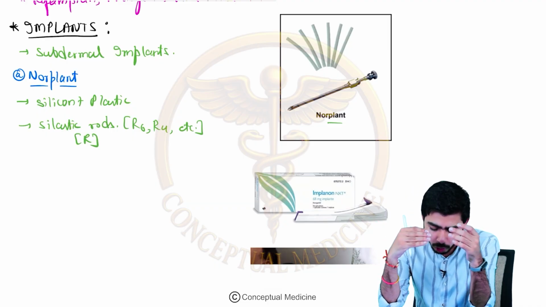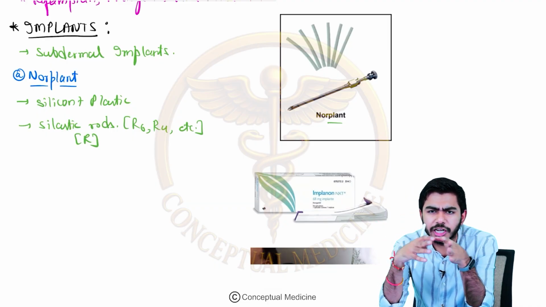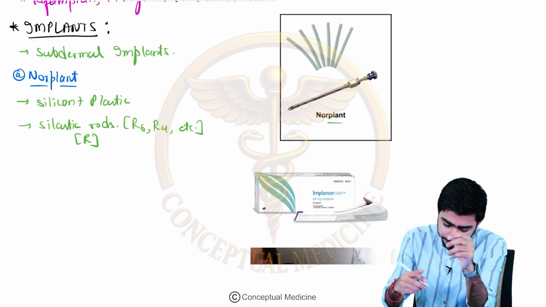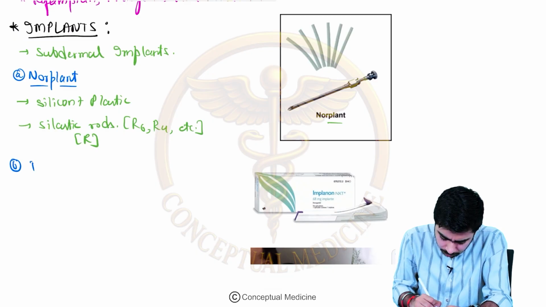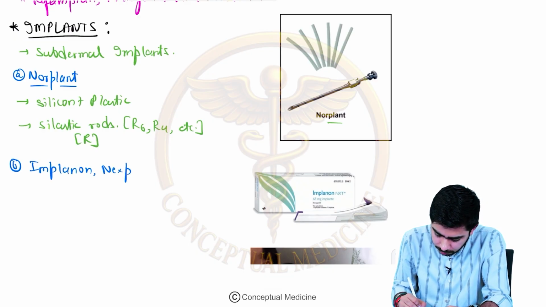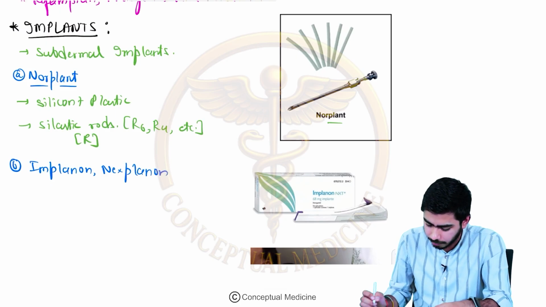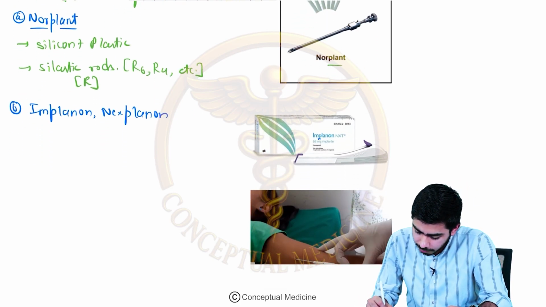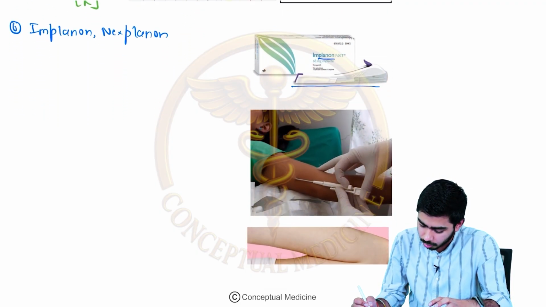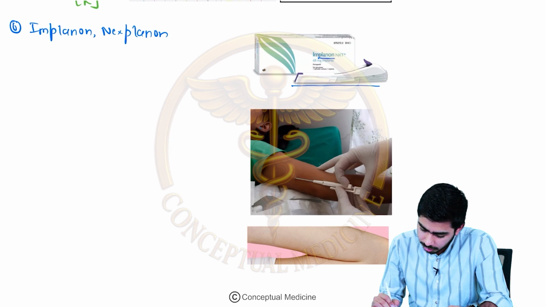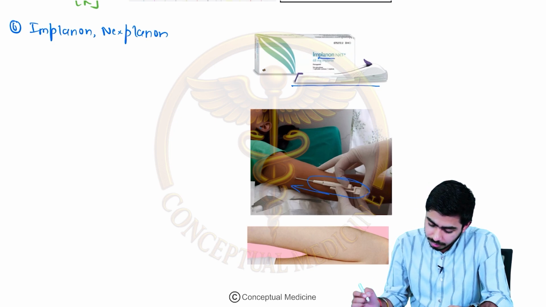If you talk about all of these subdermal implants, nexplanon is the best subdermal implant. So let's talk about the second category. Actually, this is the implanon and nexplanon. Here you can see this is the implanon. Implanon comes like a stapler kind of thing. On the posterior aspect of the arm, they will be introducing it in this direction. So that is how they are inserting it.